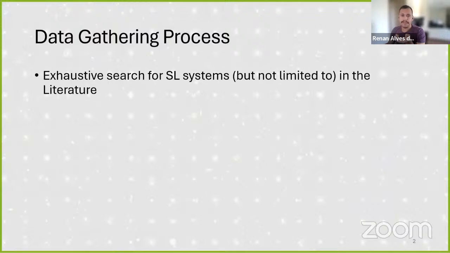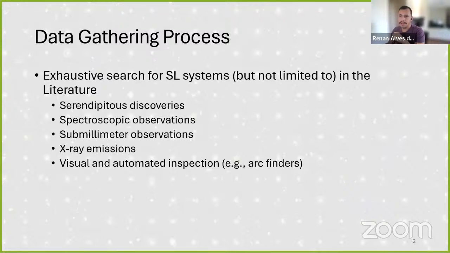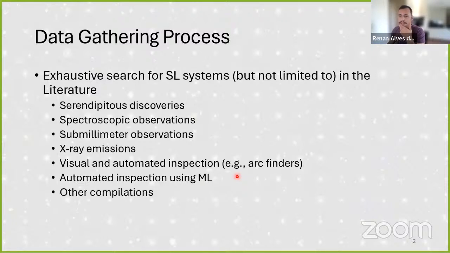So for the data gathering process, we performed an exhaustive search for strong lens systems from the literature. We searched for many articles that reported serendipitous discoveries, other articles that used spectroscopic observation to find strong lensing systems. And then we also looked for other papers that used different techniques: submillimeter, X-ray emissions, visual and automated inspection. Actually, this visual and automated inspection is really common because people built many arc finders, for example, and most recently, automatic inspection using machine learning techniques and other compilations.